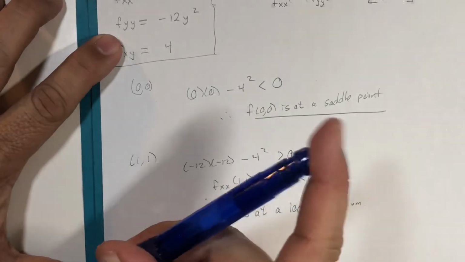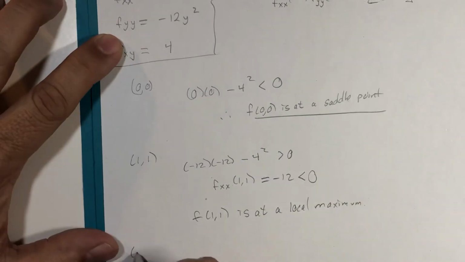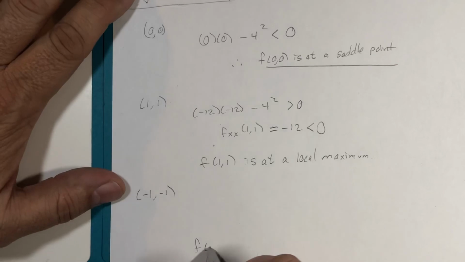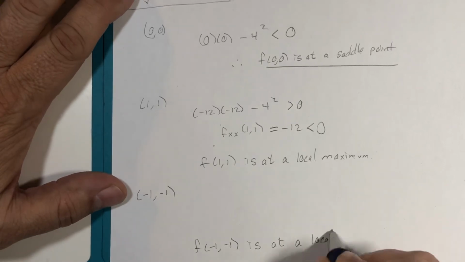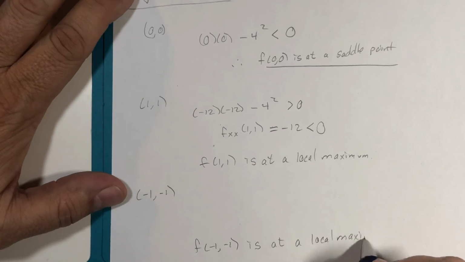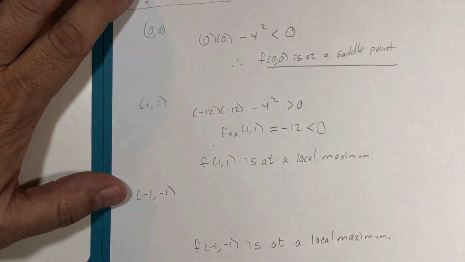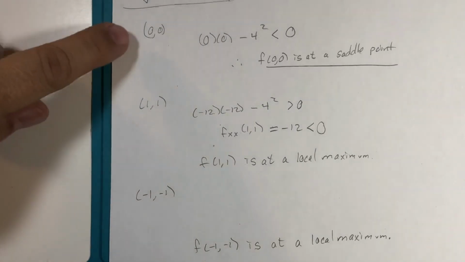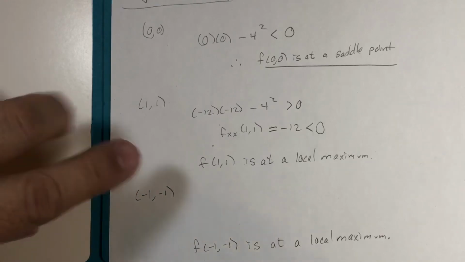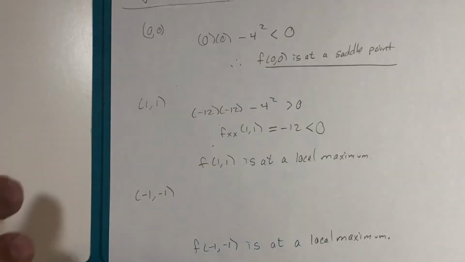I want you to try the same thing with negative 1, negative 1 to confirm that at that set of coordinates, you will also be at a local maximum. It's nearly the same work as the previous critical point. So there we've done it. 3 critical points, and we've determined what type they are.